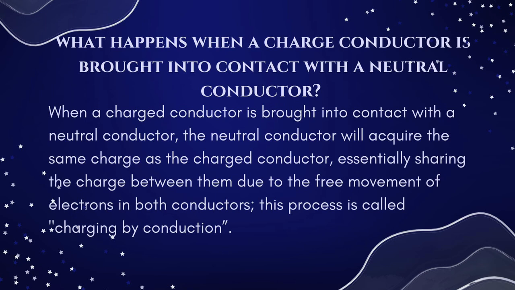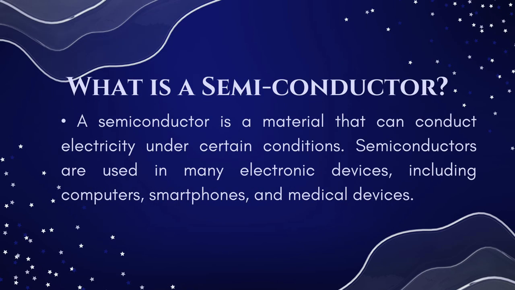So what happens when a charged conductor is brought into contact with a neutral conductor? When a charged conductor is brought into contact with a neutral conductor, the neutral conductor will acquire the same charge as the charged conductor. So it means that when a charged conductor is brought into contact with the neutral conductor, both conductors quickly reach the same level of charge. So, essentially, the charges are shared between them due to the free movement of electrons in both conductors. This process is called charging by conduction.